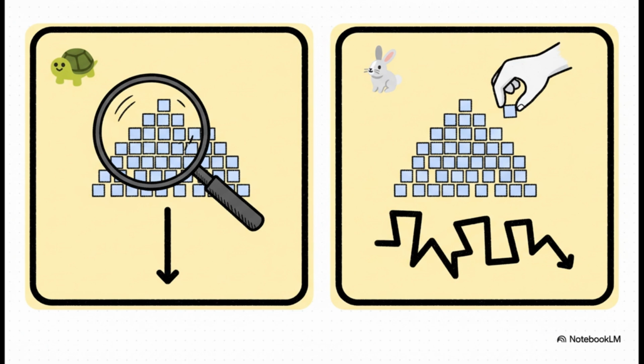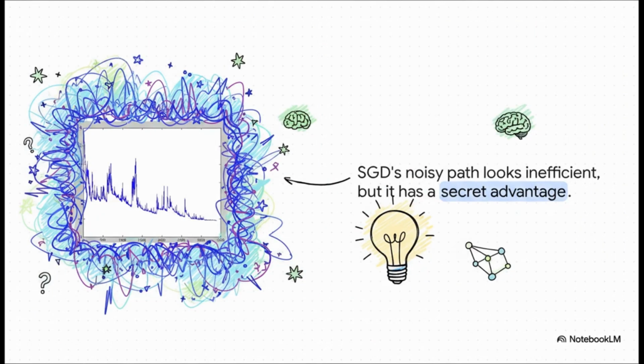Then you've got stochastic gradient descent, or SGD. It does the opposite. It doesn't look at all the data. It just grabs one random example and says, okay, based on this one thing, which way is down? And as you can imagine, that makes for a really noisy, zigzagging, kind of drunken path. And if you look at a graph of its progress, SGD looks like a total mess. The error score is jumping up and down all over the place. It doesn't look efficient at all, right? It seems chaotic. But believe it or not, that very chaos, that's its secret weapon.